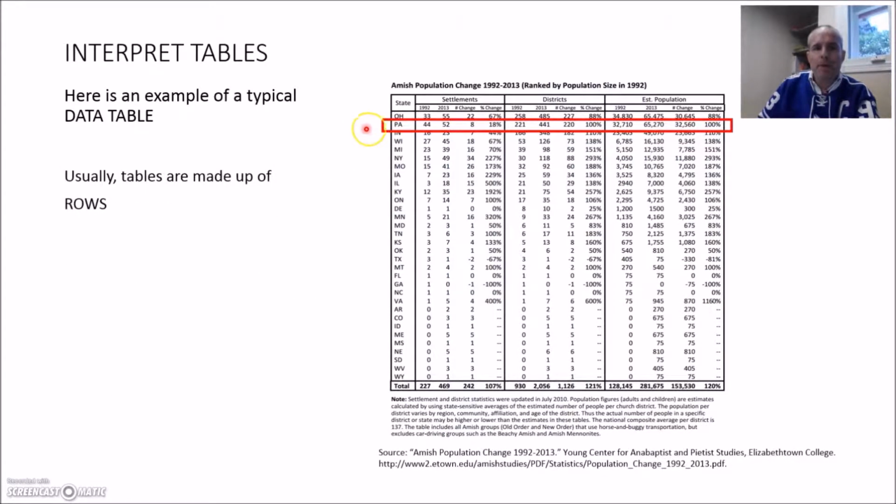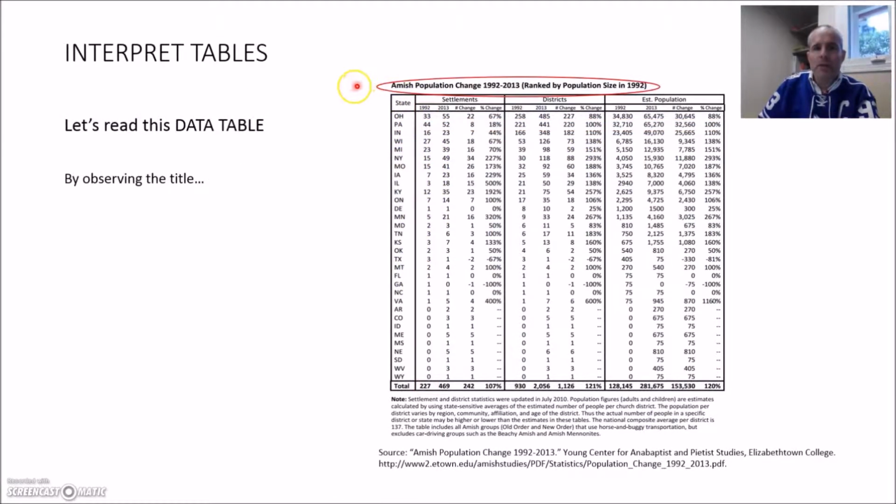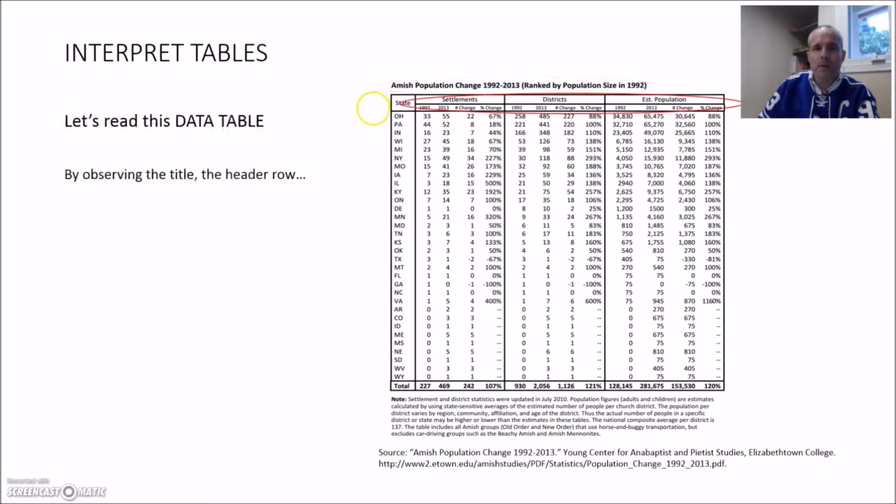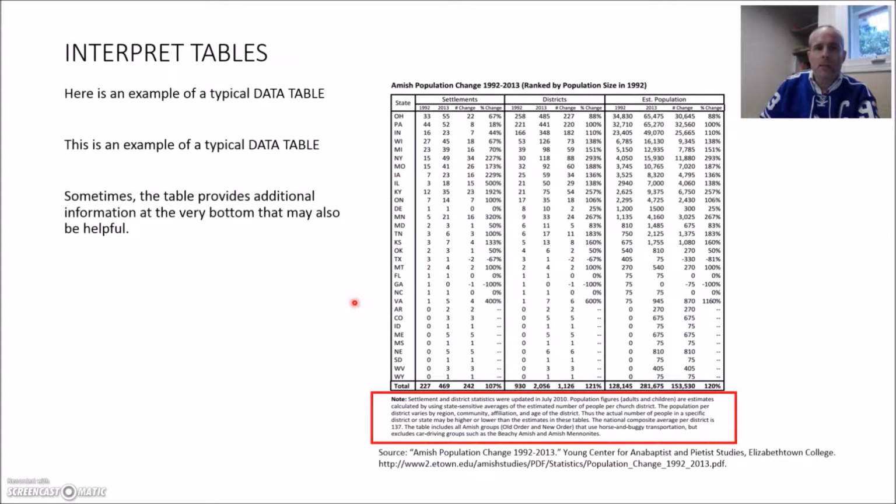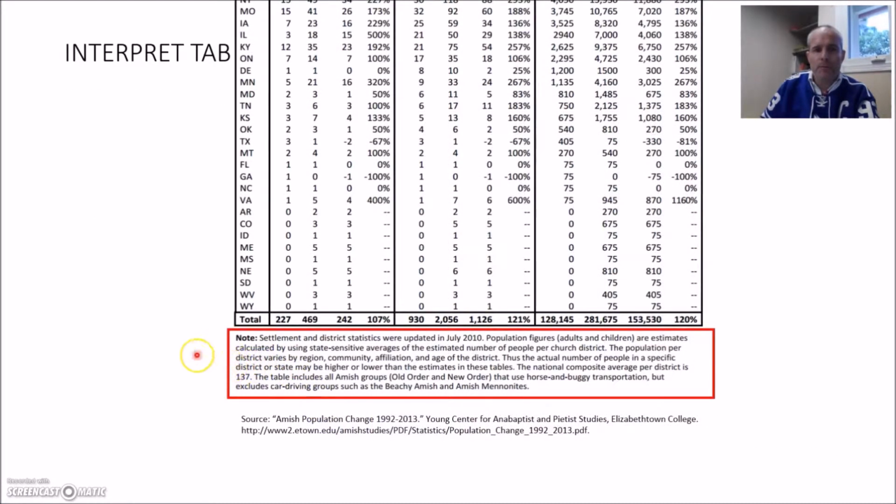Usually tables are made up of rows and columns. By observing the title, the header row, the first column, and the bottom row, we can learn from this data table very easily. Sometimes the table provides additional information at the bottom that may also be helpful.